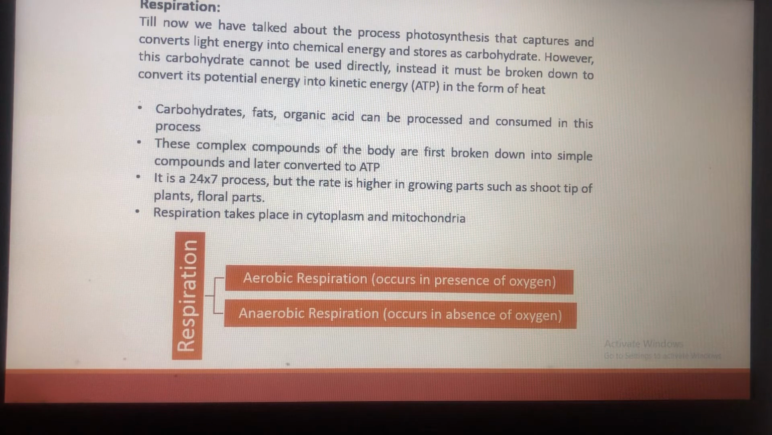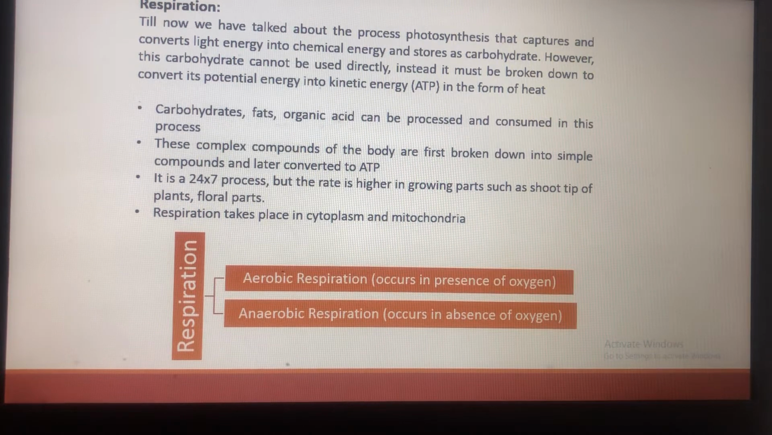Instead of using it directly, first of all, the food materials, that means the carbohydrate, must be broken down to convert its potential energy into kinetic energy in the form of heat. That means it first must be converted into the usable form, which is ATP, and this conversion occurs by the process of respiration. During respiration, carbohydrates, fats, organic acids can be processed and consumed.